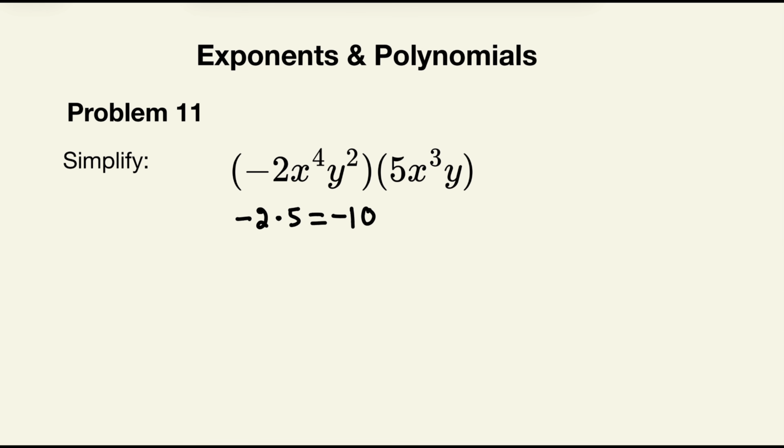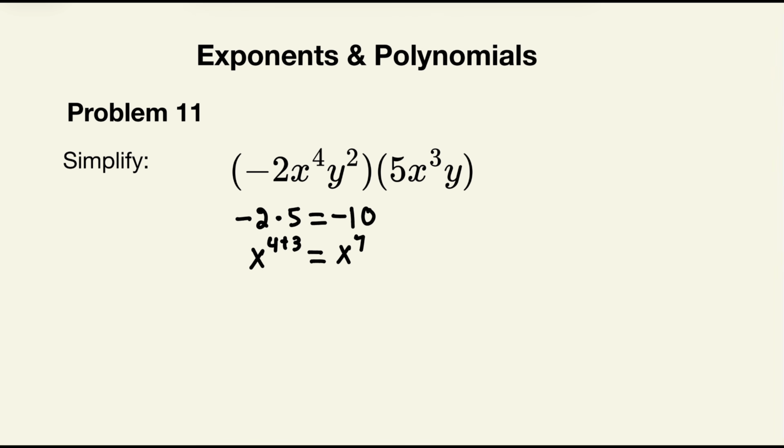Next, add exponents with the same base. Let's take a look here. We have x to the 4th power, and we have x cubed. Since they have the same base, we're going to add the exponents. So that is x to the 4th plus 3, which equals x to the 7th power.